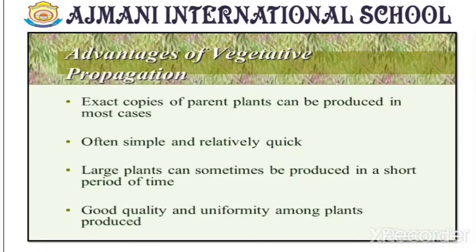Often, it is easy and simple as compared to sexual reproduction. Large plants can sometimes be produced in a very short period of time. Good quality and uniformity among plants can be produced by vegetative propagation.